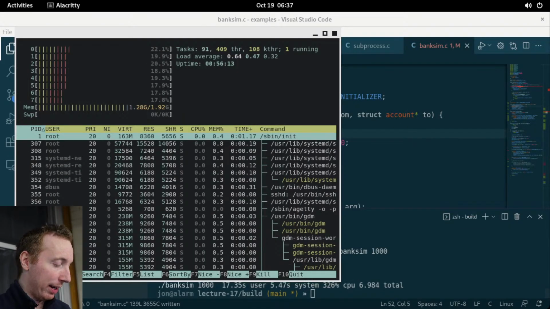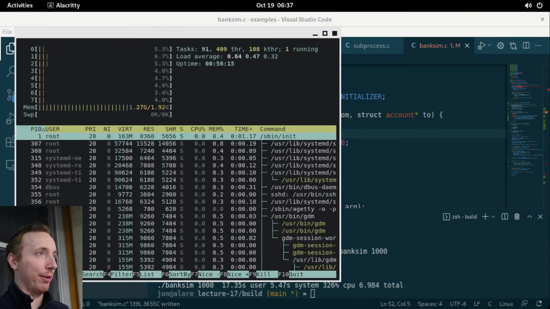But I am hitting every single core. So I am using all my cores, which is good. So the kernel's doing its job. We're just kind of failing.